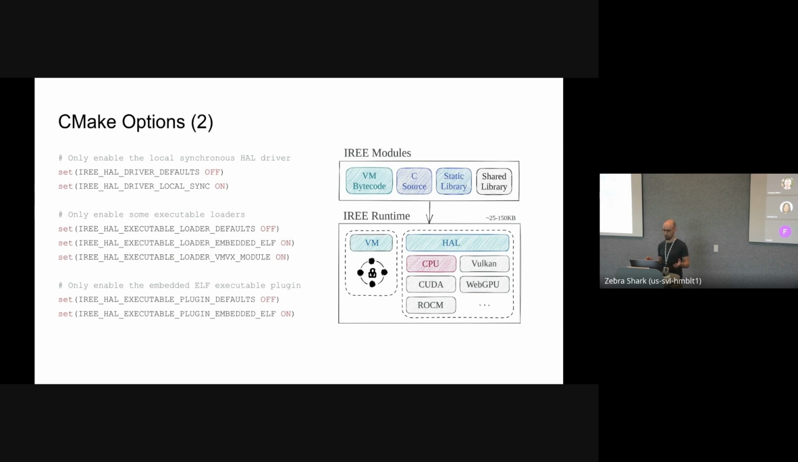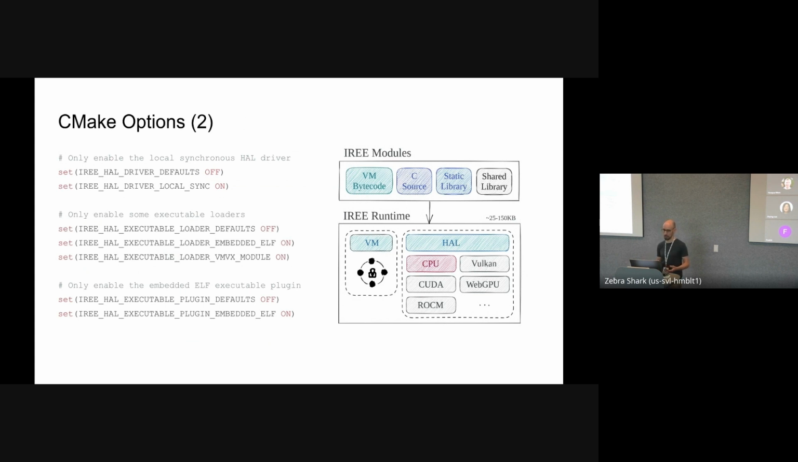It's similar for executable loaders as well as embedded ELF executable plugins. So you set your whole executable loader defaults to off and only enable the embedded ELF one. And you can technically also use the VMVX module. That's not necessarily the preferred way on a bare metal system, but we have examples in our repository to just showcase how you could do it.